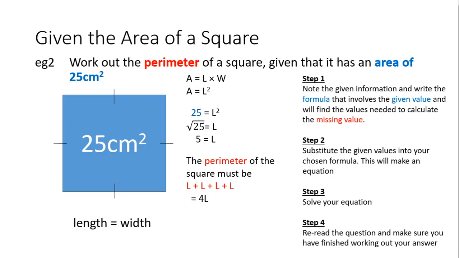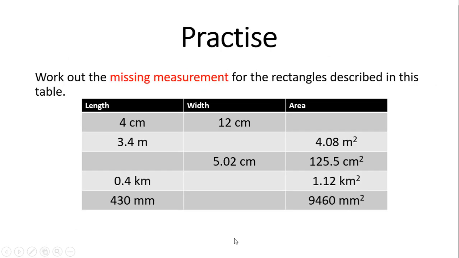That's 4 lengths. Now that I know what the length of the side is, which is 5, that's going to be 4 times 5. So the perimeter of this square is 20 centimeters. 4 times 5 is 20, and I'm checking carefully to look at the units of measure here. I was given the area, which is a two-dimensional measure, which is why it's in centimeters squared, and I've worked out the perimeter, which is a one-dimensional measure, adding up all of the one-dimensional sides around the shape, so it's in centimeters. Let's do some practice now.